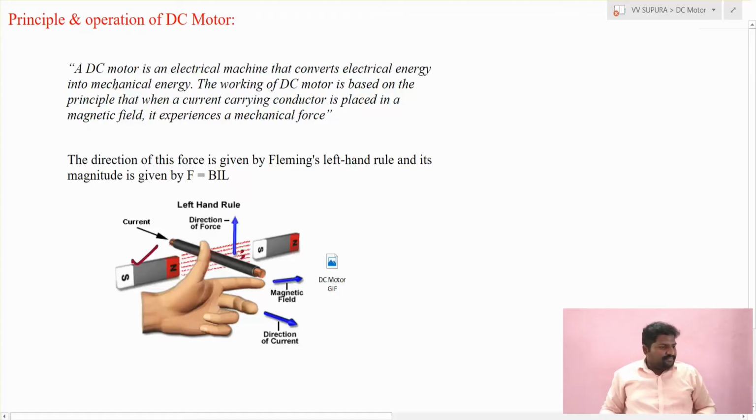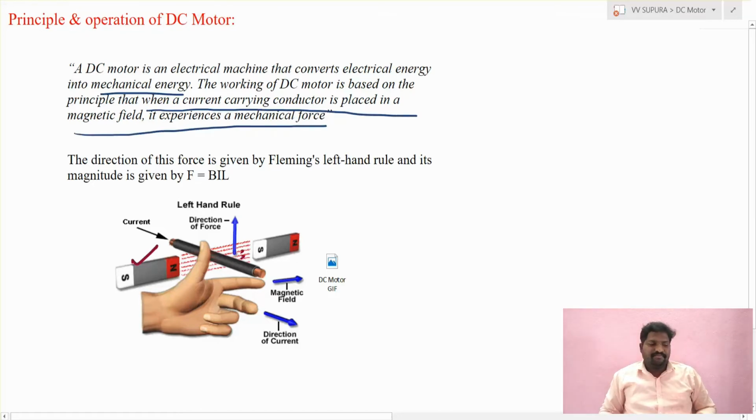The direction of force, the magnitude, and everything will be explained in the electromagnetism lesson. That link will be given in the description, you can watch it. A DC motor is an electrical machine that converts electrical energy into mechanical energy. The working of a DC motor is based on the principle that when a current carrying conductor is placed in a magnetic field, it experiences a mechanical force.